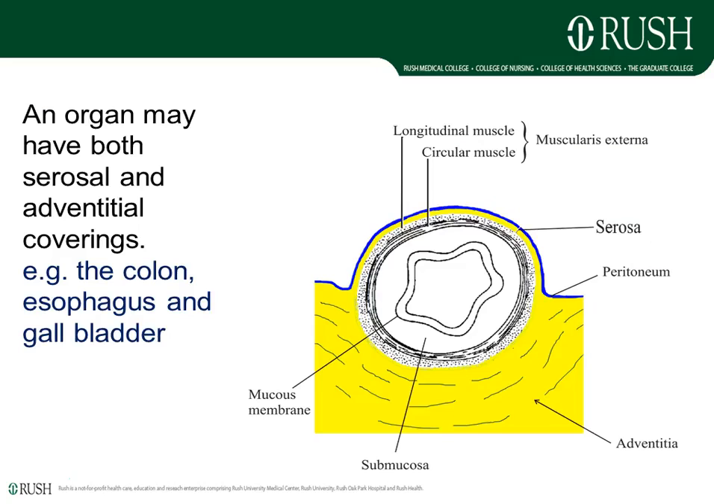So an organ may have both serosal and adventitial coverings. So portions of the esophagus and colon and gallbladder all have this kind of arrangement, where the serosa covers the free surface and the adventitia covers the surface where it's either attached to another organ or attached to the body wall.